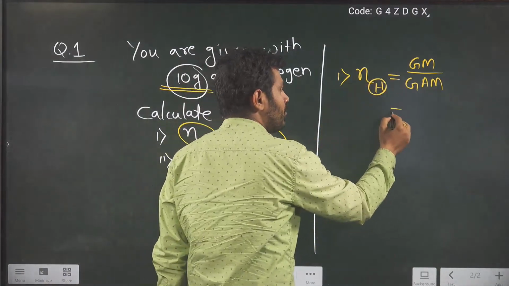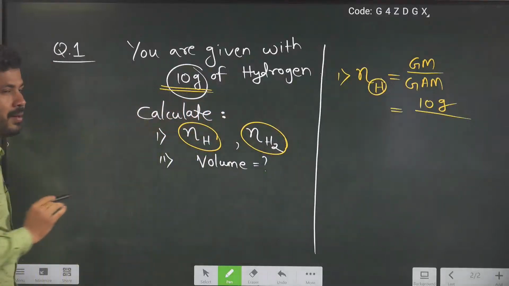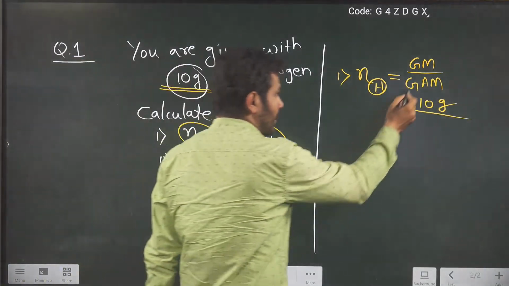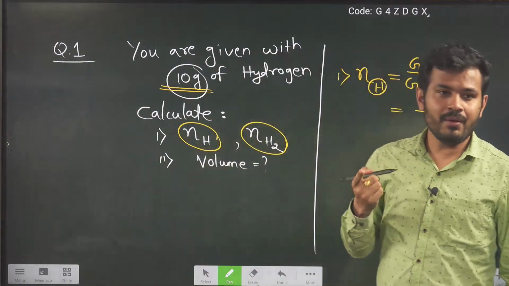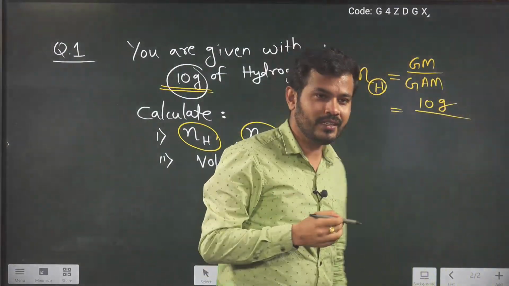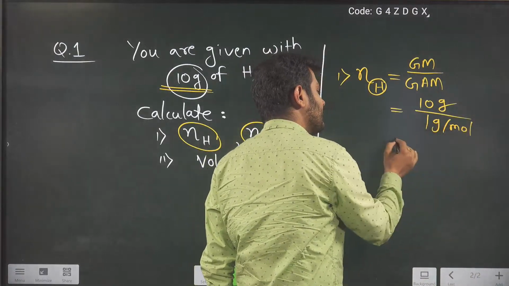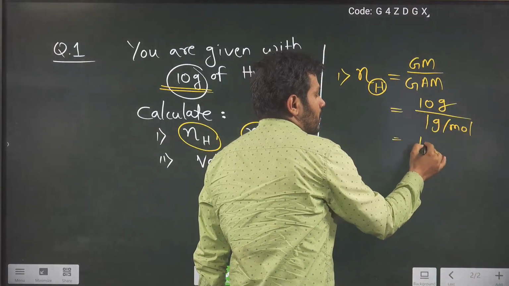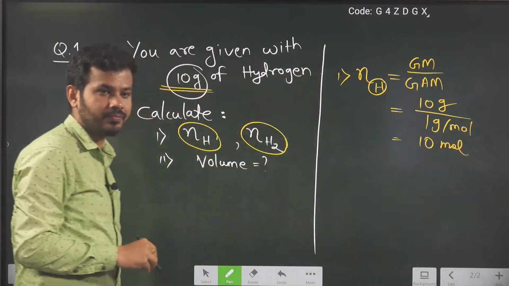So tell me, given mass 10 gram is given. In the question I have given 10 grams of the sample of hydrogen. And what is the gram atomic mass of hydrogen? Sindhura, 1. Yes, very good. It is 1 gram per mole. So how many moles is it? It is 10 moles. We have 10 moles of hydrogen atom.